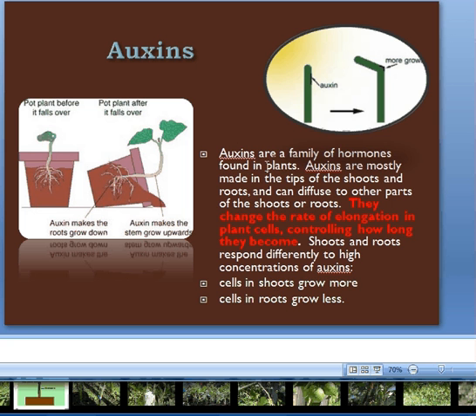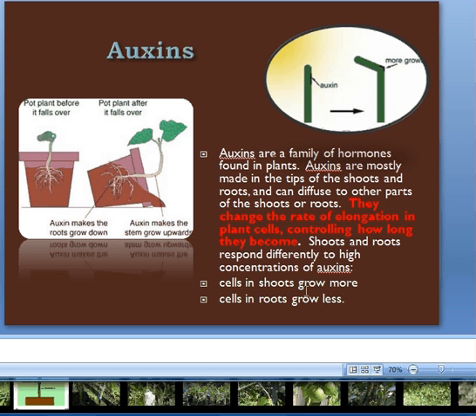So know that auxins are hormones found in plants, most often made in the tips. Remember, like we were looking at the other slide, we found out how those auxins can move to one side of the stem versus the other. They're involved in changing the rate of elongation in plant cells. So they control how long those cells become.